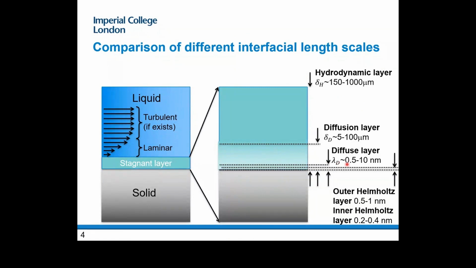And then we have the so-called diffuse layer, or the Debye layer. So this is the distance over which the electric field at the interface between the electrode and the electrolyte decays away to a bulk value. And you see the difference between the diffusion layer and the diffuse layer is quite significant. It's about 3 orders of magnitude. So the diffusion layer is relatively large compared to the distance over which the electric field decays away at the electrolyte interface.